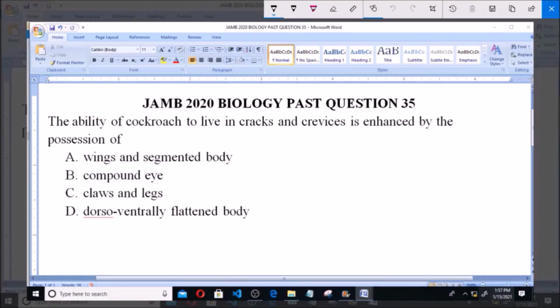Hello, good day and welcome. I'll be answering JAMB 2020 Biology Past Question 35. The ability of cockroach to live in cracks and crevices is enhanced by the A. position of wings and segmented body, B. compound eye, C. claws and legs, and D. dorso-ventrally flattened body. Like we know, cockroach is an insect and also a disease vector.